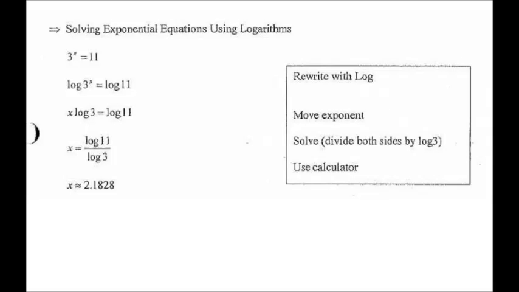You can also use logs to solve exponential equations. If you have 3 to the x equal 11, well, we know that 3 squared is 9, and we know that 3 to the third is 27. We skipped right past 11. So there's some kind of decimal answer.